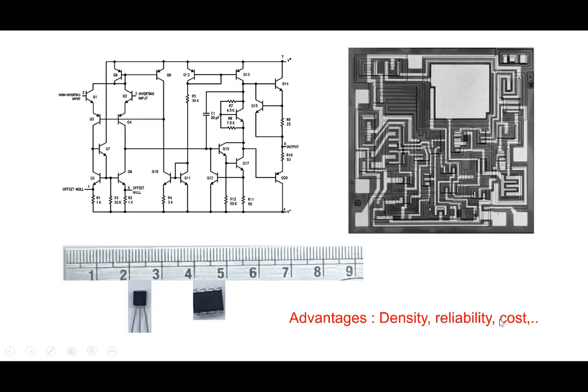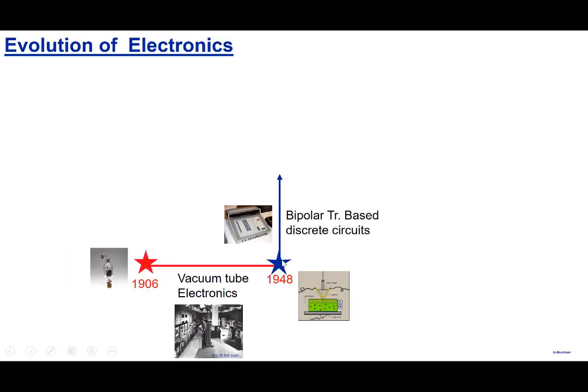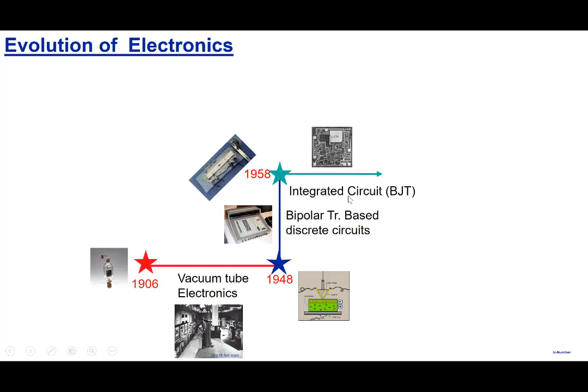And all the other advantages came: advantages of reliability, cost, and other things that came with this new method of fabrication of circuits. The density, meaning the number of transistors per centimeter square, one could pack lots of transistors in a small area. So what happened was, 1948 the transistor was invented, 1958 is the invention of the integrated circuits, and a new era of electronics began, which we call the era of integrated circuits based electronics.